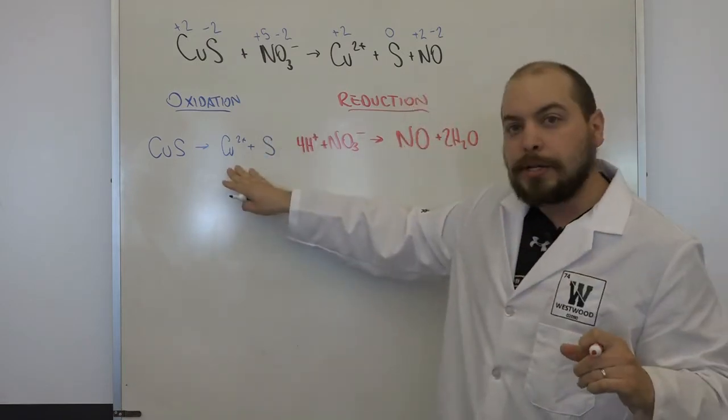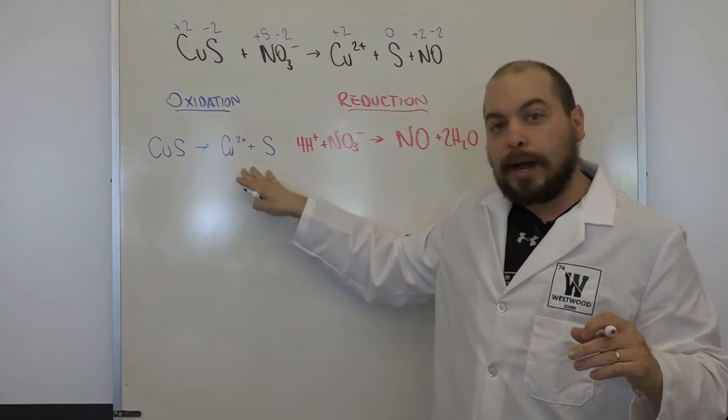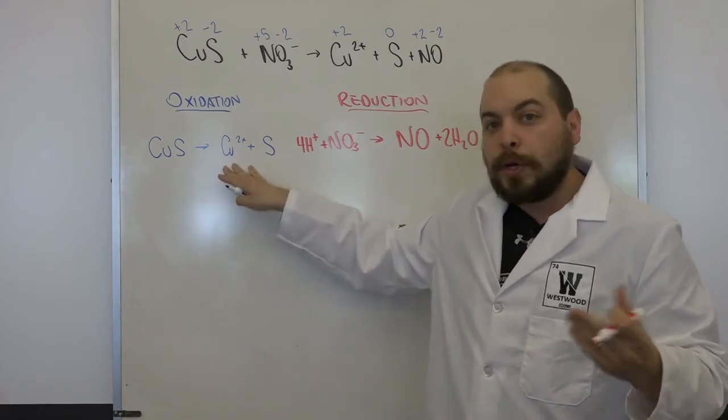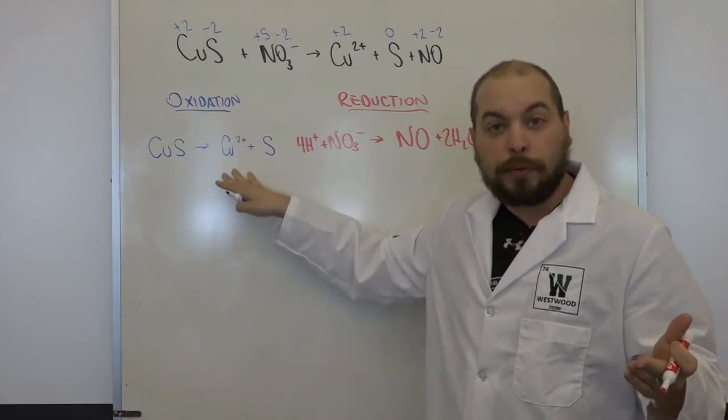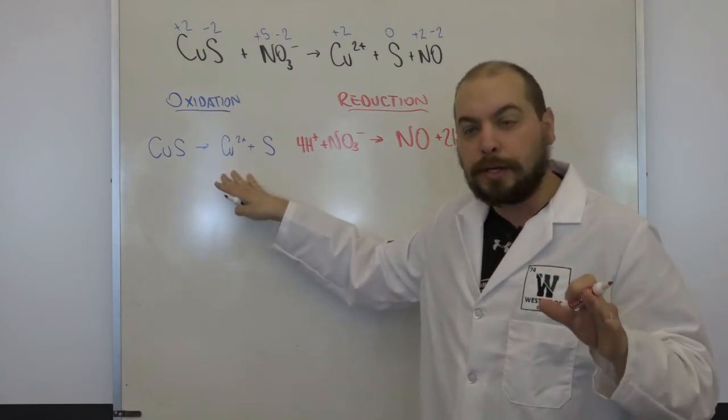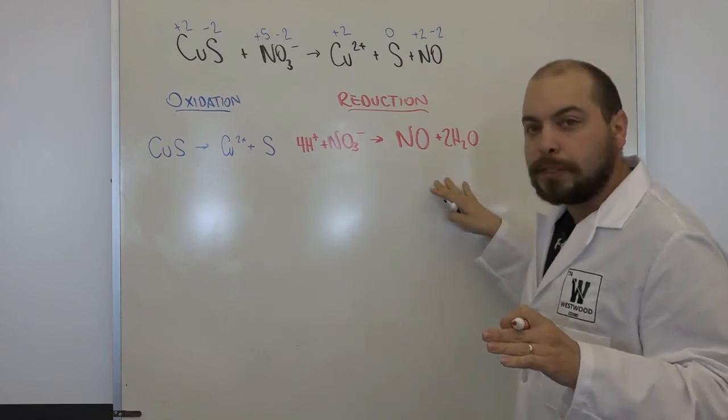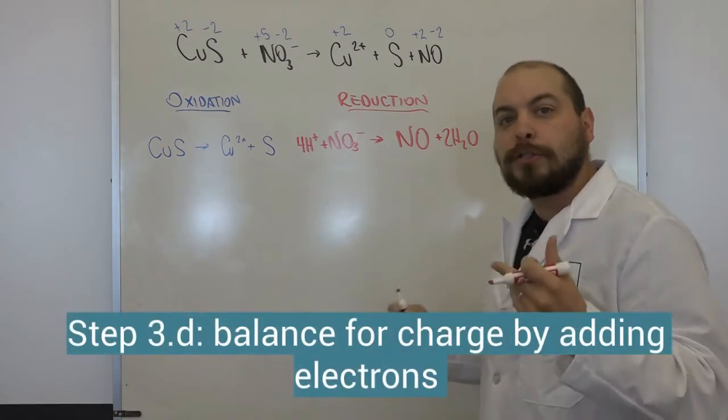Meanwhile, in our oxidation half reaction, we didn't add any oxygens, there are no hydrogens, so we don't need to balance for oxygens or hydrogens in this situation. It's already balanced for both. So still no changes needing to be done here. Now we balance for charge. We balance for charge using electrons.